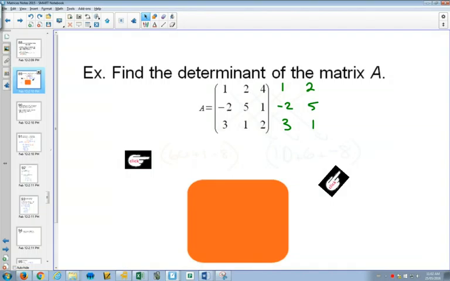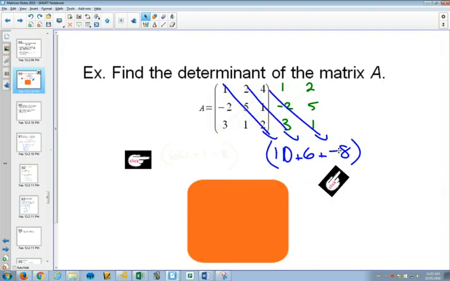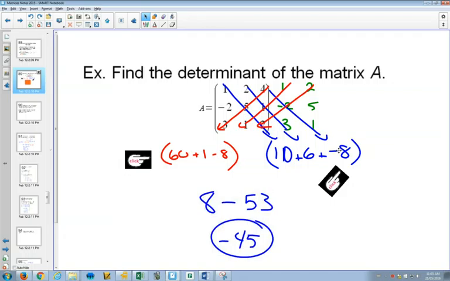All right, so here's one for you to try. I've already written the first columns again. Here are your positive ones, your negative ones, and you should have gotten negative 45 as your answer.